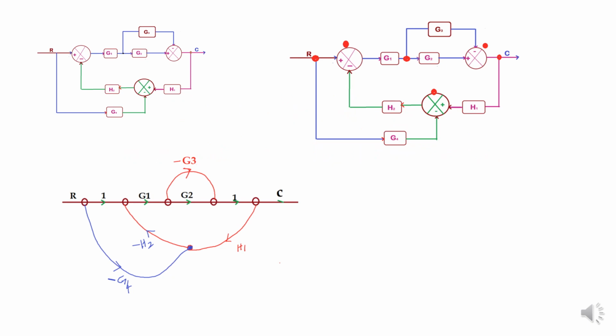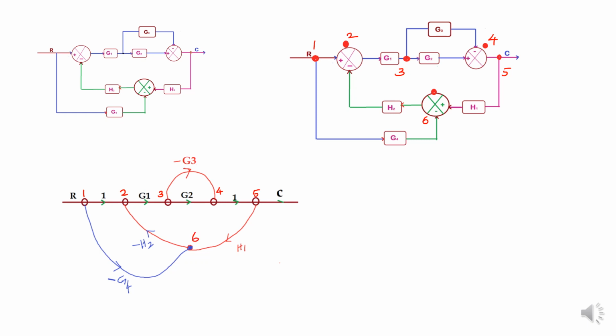See, this is a block diagram. First of all, I have to mark nodes at the takeoff points and summing points. Here mark the nodes, and here also, in the summing point, you have to mark a node, and then name the nodes 1, 2, 3, 4, 5 and 6.